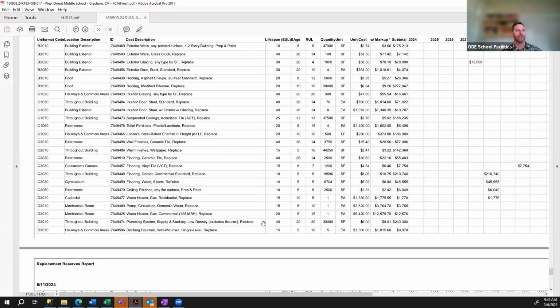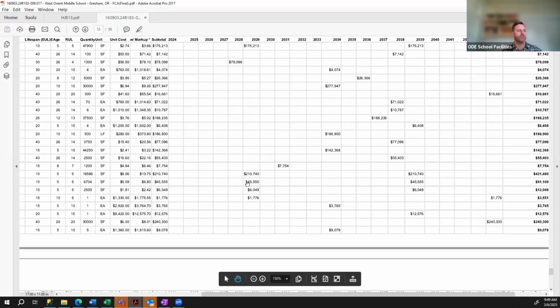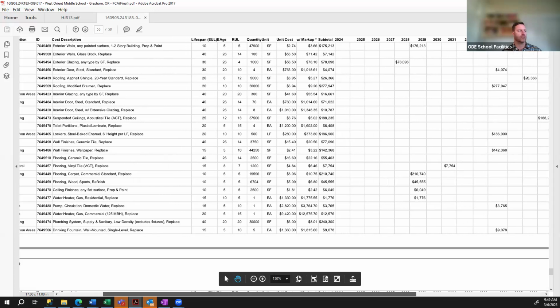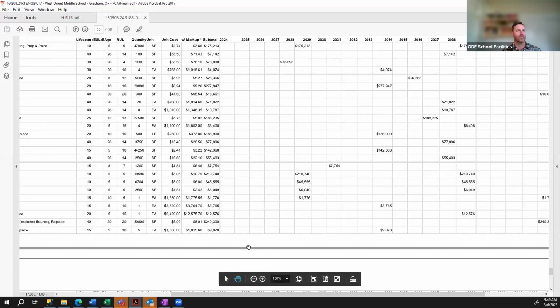I've seen some items, like here's one that needs to be replaced in 2029. What is that? Flooring, wood sports, refinish the flooring. So they're saying it looks like every 10 years you need to strip and resurface the floor of the gym, most likely. And it's about 50 grand.